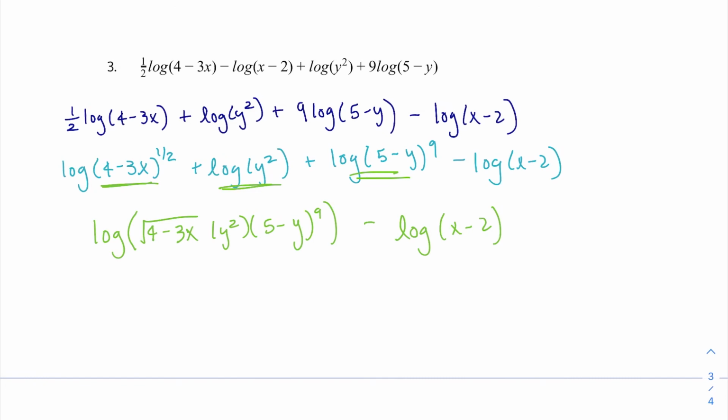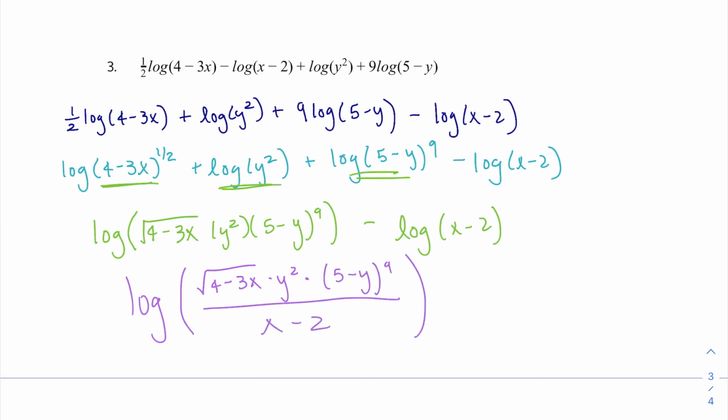Okay. Now, last but not least, we can apply the quotient rule, which again, we should only be applying when we have two things. That's going to be the easiest way to do it. So our first thing will become our numerator, and our second argument will become our denominator. And now this is fully condensed. And we're done with the study guide.